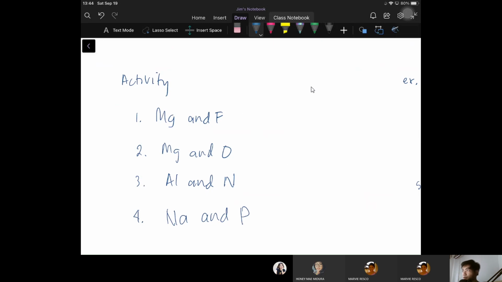Ayan. So, yan. So, ayan, gawin nyo. Magnesium and fluorine, magnesium and oxygen, aluminum and nitrogen, sodium and phosphorus, no? So, ano yung papakita nyo sa akin? Lewis dot symbols, no? Lewis dot symbols. Ano pa? Yung transfer of electrons, pati yung ionic formula, no?